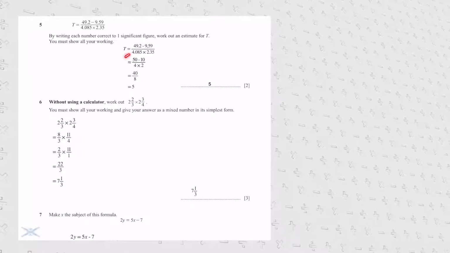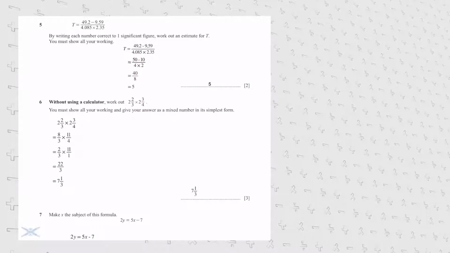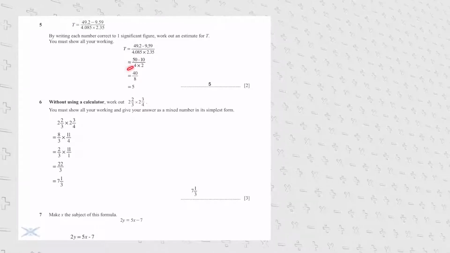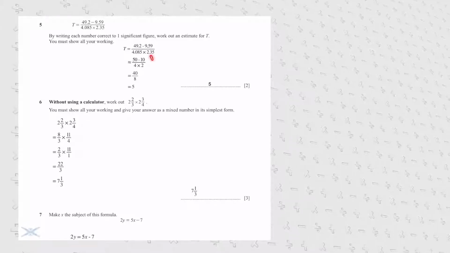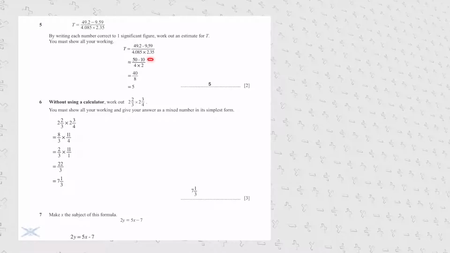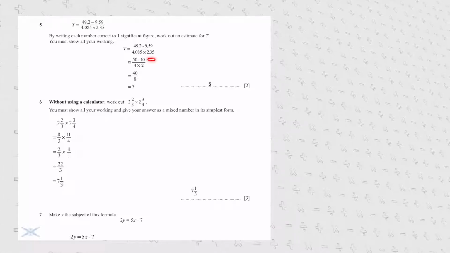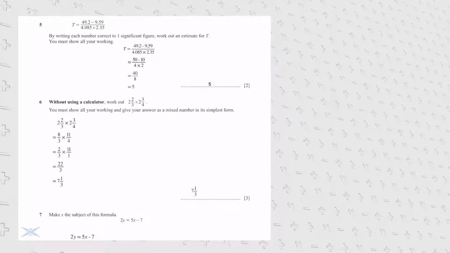Continuing with 4.085, the second digit is 0, which is less than 4, which means we need to round down, which gets us 4. And finally, taking a look at 2.35, our second digit here is 3, which is less than 5, thus we need to round down to 2. And from here we just simplify the expression. 50 minus 10 equals 40, and 4 multiplied by 2 equals 8, and this simplifies to 5.